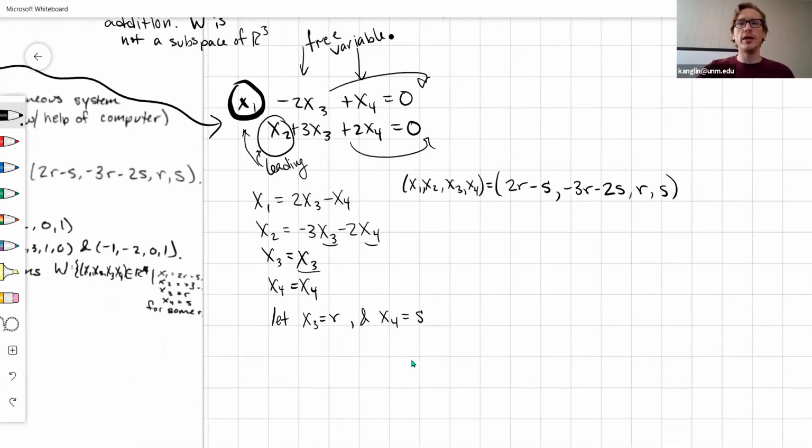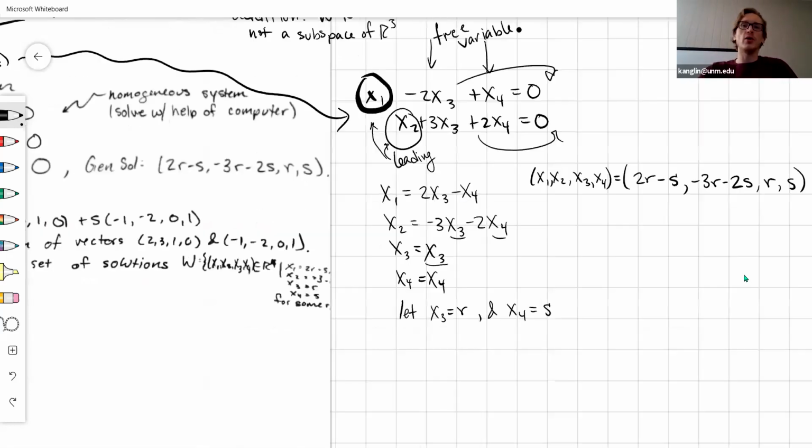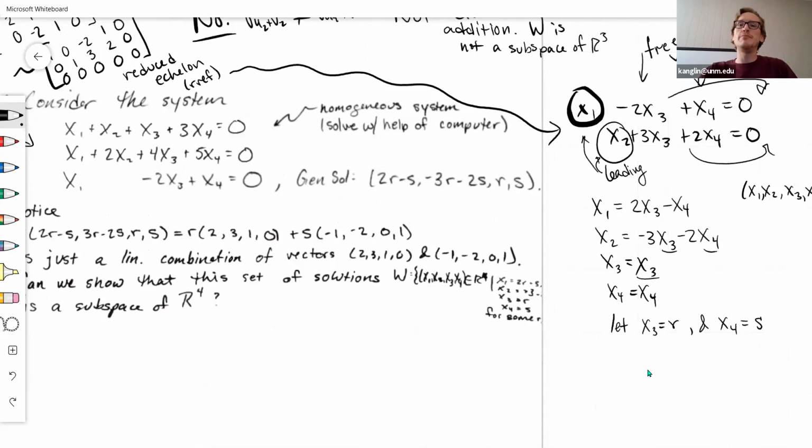So notice what's going on here. Notice this, first of all, is the same solution we came up with over here. This is the general solution. Plug in any value of R and S, any real number for R and S, and the x1, x2, x3, x4 ordered quadruple you have is going to satisfy your system. You have infinitely many, right?